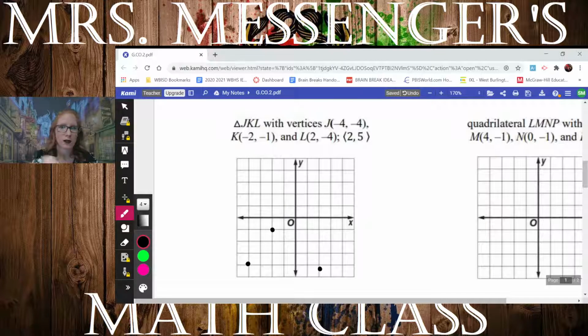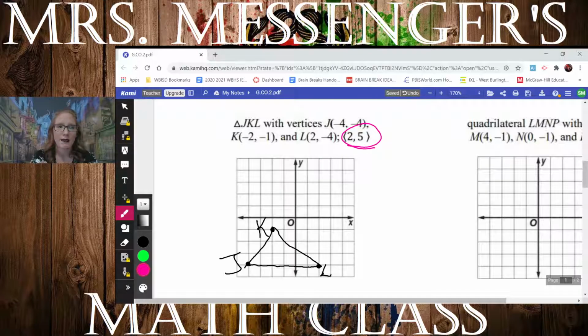Oops, not exactly where I wanted that. So then we go ahead and connect the dots. My first one was J, my second one was K, and my third one was L. So there's my triangle, JKL, and I am asked to move it <2, 5>.